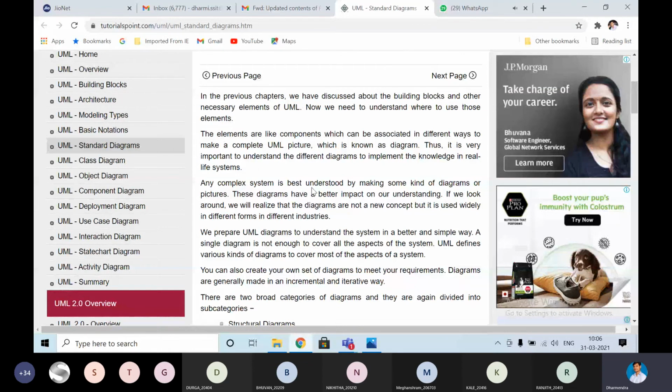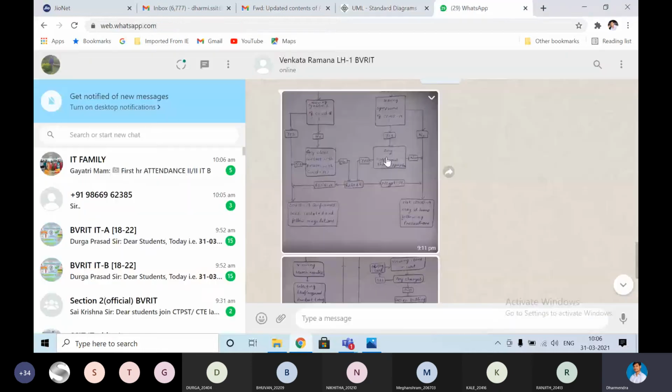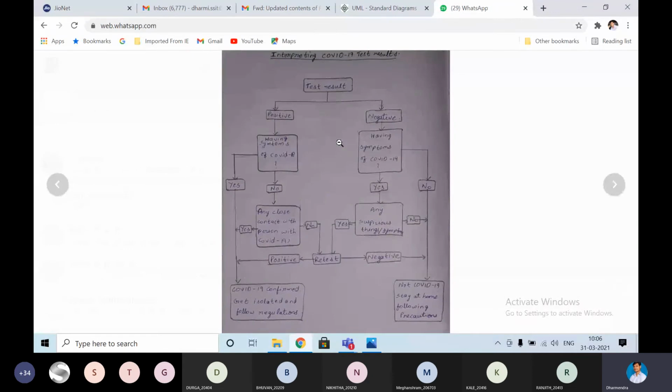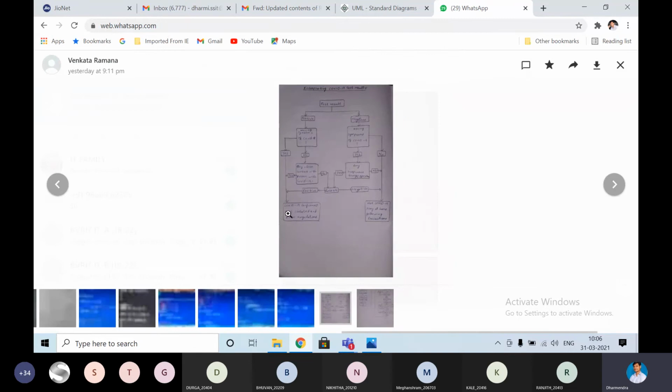The blueprint of the project means, simply, a diagram, not only a single diagram. See here, it is a diagram. It is giving some guidelines to us. It is like a blueprint. Like this the system works, like this our system works. That's what we are telling.